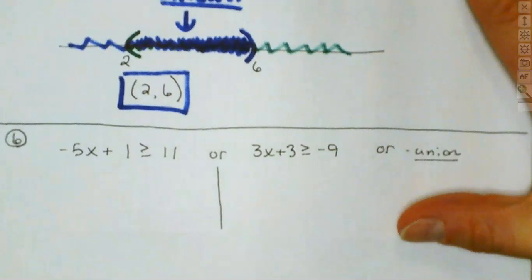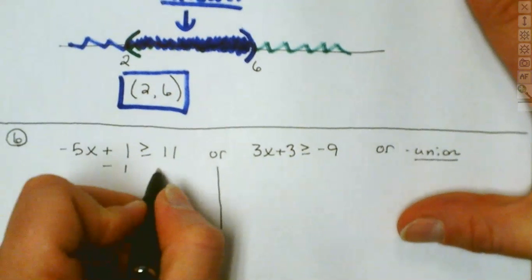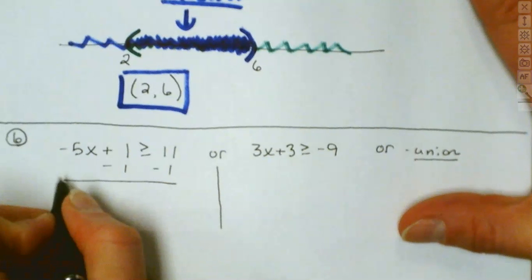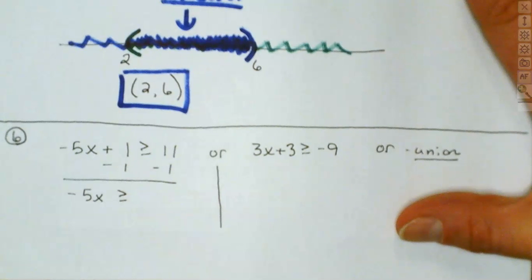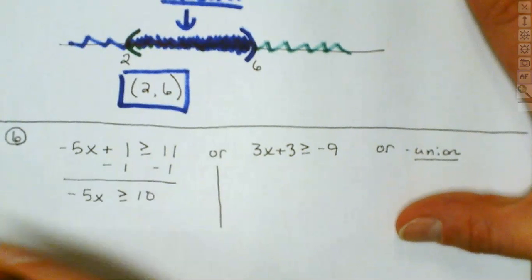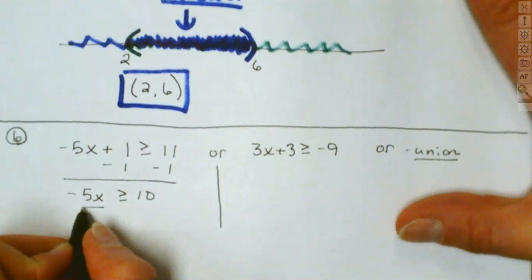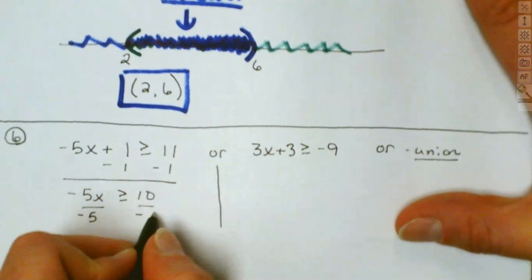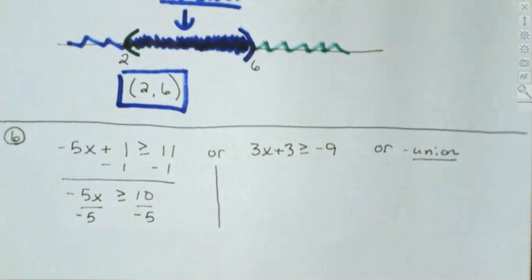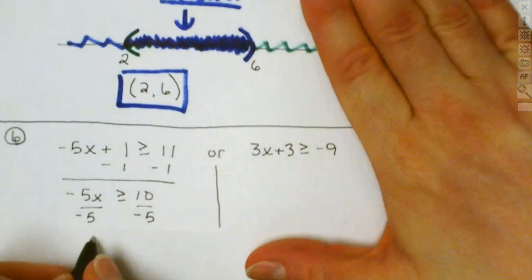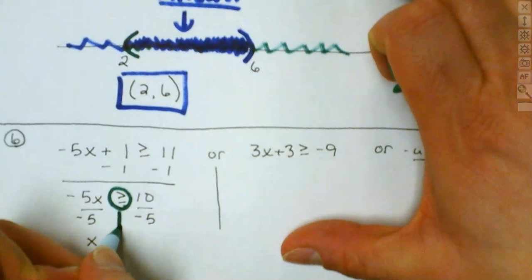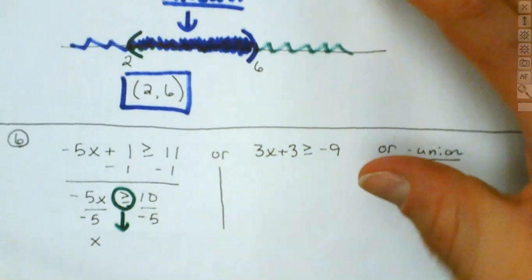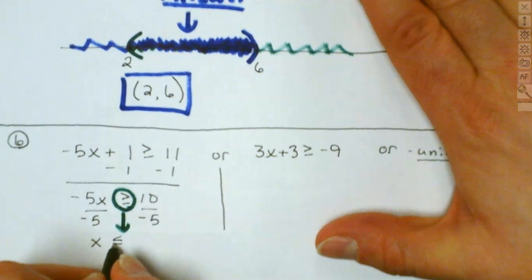So we'll split this up. We'll move that 1 over with subtraction. And then we've got a negative 5x is greater than or equal to, it looks like, 10. We're going to divide by a negative 5. Now, when we divide by this negative 5, what's going to happen to our symbol? We're dividing by a negative, so that means that inequality symbol has to get flipped around. That's going to flip around the other direction.